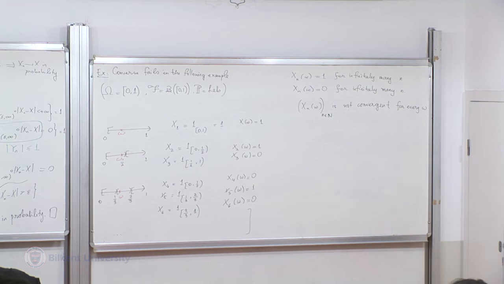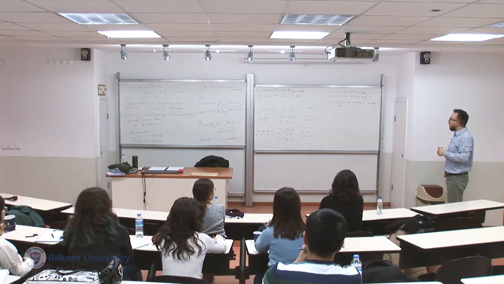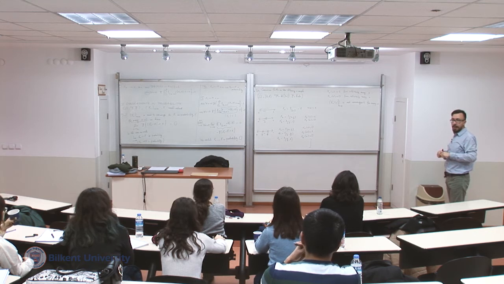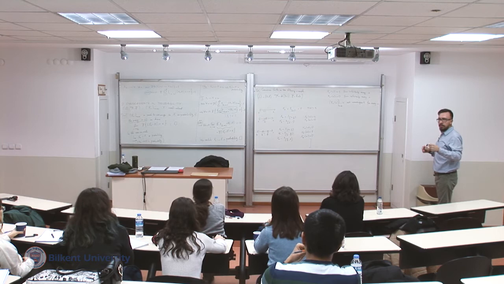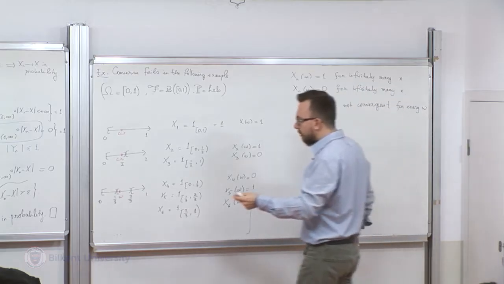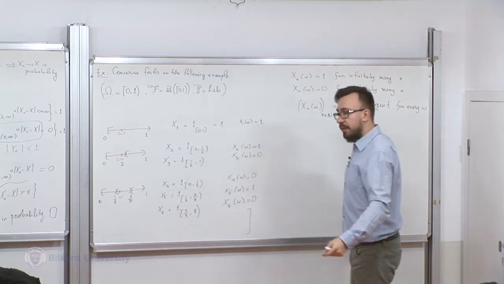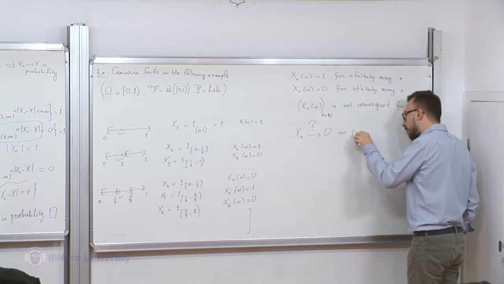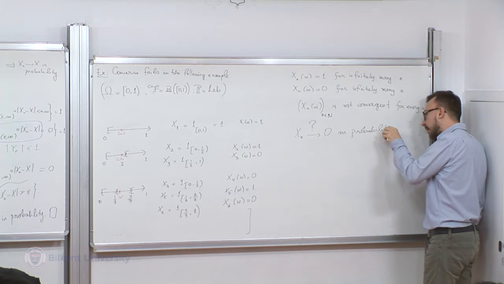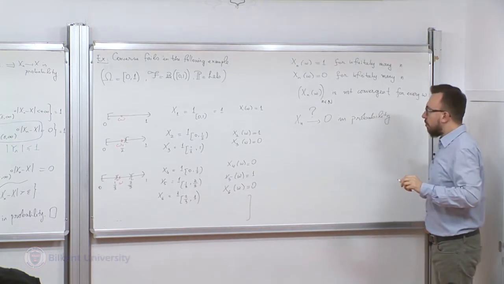So the next question is, what is the limit in probability? This is supposed to be an example of convergence in probability, but not almost sure convergence. So what is our limit in probability? Any guesses? Zero, right? The intervals are getting smaller and smaller. So maybe the limit is 0 in probability. This is our guess.